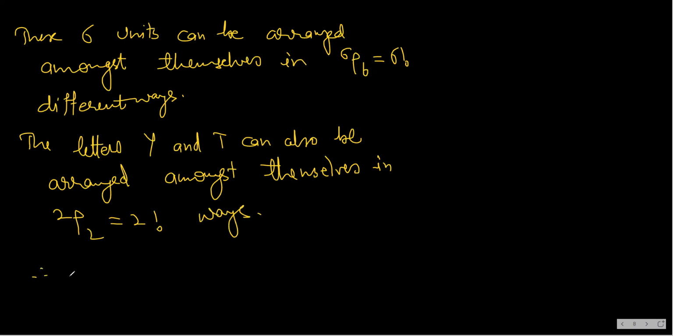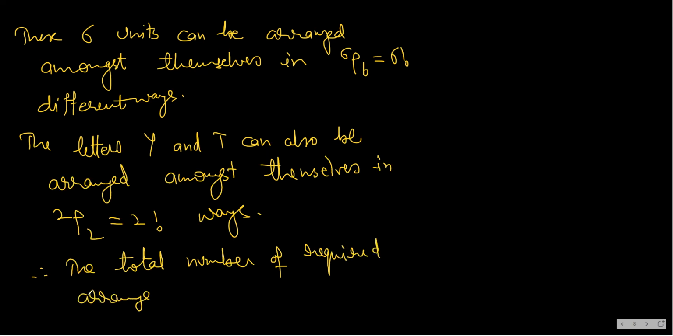Now I write, therefore, by the fundamental principle of counting, the total number of required arrangements equals 6 factorial into 2 factorial, that is 720 into 2, that is 1440 ways. This is the answer for the first one. I hope you all follow.